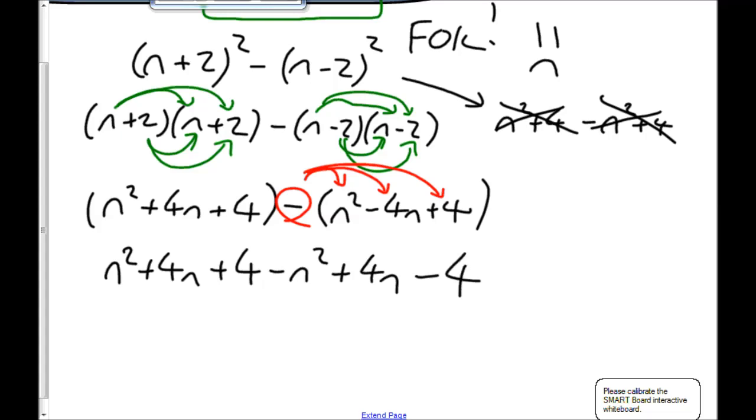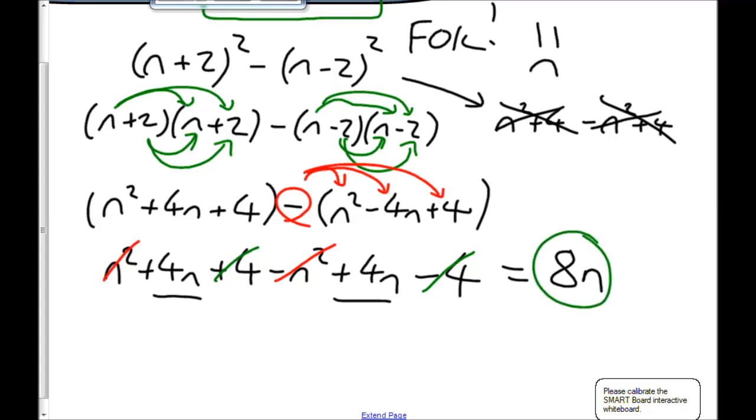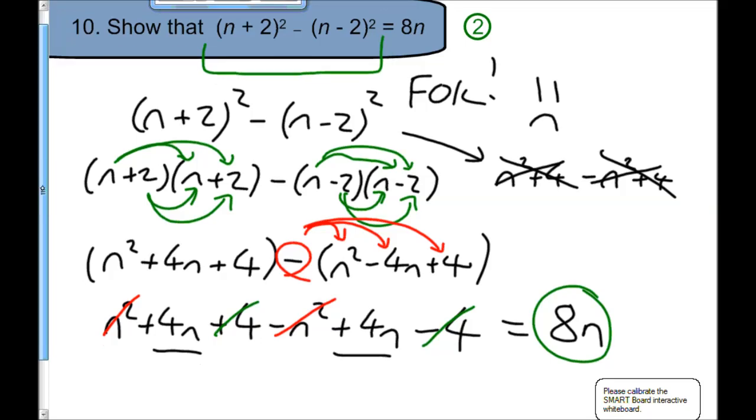Now I'm going to cancel this down in different colours, just so you can see exactly what's going on. If you look at the situation, you've got an n squared there, and you've got to take away an n squared there. So n squared take away n squared gives you 0. We can cancel those down. The same with the numbers. So if you look there, we've got 4 and a negative 4. So we can cancel those down because they add up to equal 0. All we've got left that doesn't cancel down is a 4n here and a 4n here. Add those two together, you end up with 8n, and that's what the question was asking you to show.